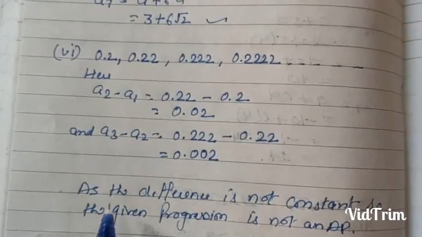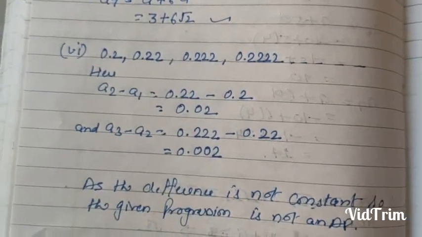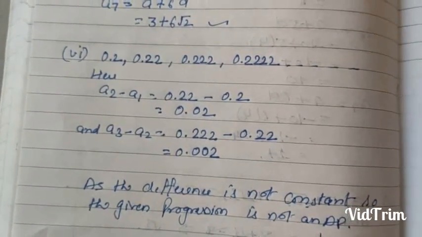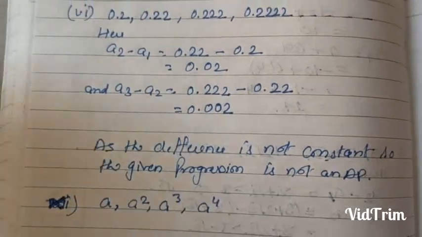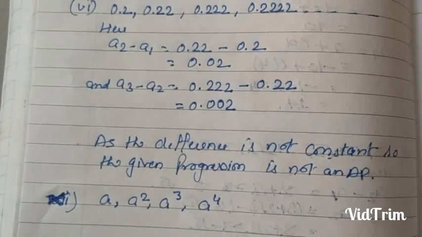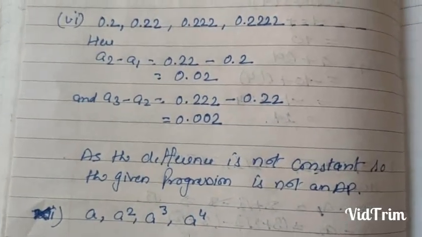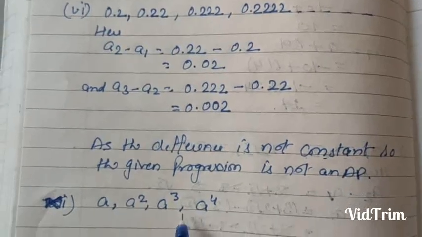I am repeating, as the difference is not constant, so the given progression is not an AP. Pause the video and note it down. Now I'm not taking the next part. I'm leaving the next 3 to 4 parts for your practice. I'm taking now the 11th part, that is a, a square, a cube and a4.